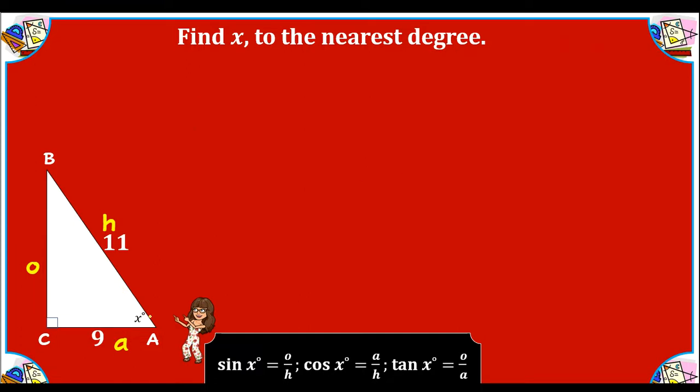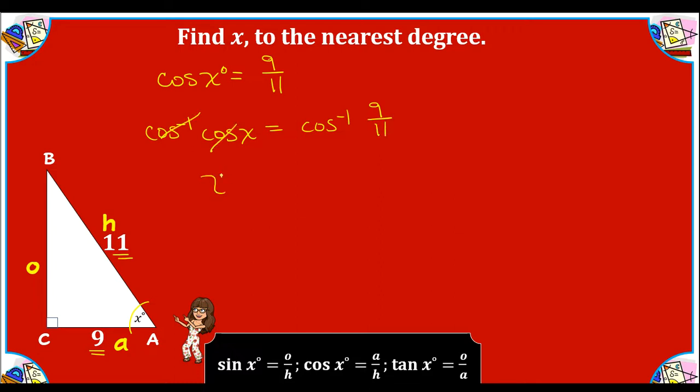Our third example. Our reference angle, again, is angle A. From this point of view, I've been given my adjacent length and my hypotenuse length. Adjacent and hypotenuse deals with the cosine function. So the cosine of some angle measurement is equal to 9/11. We're going to undo cosine, so we're going to use the inverse of cosine. So now we have x isolated.